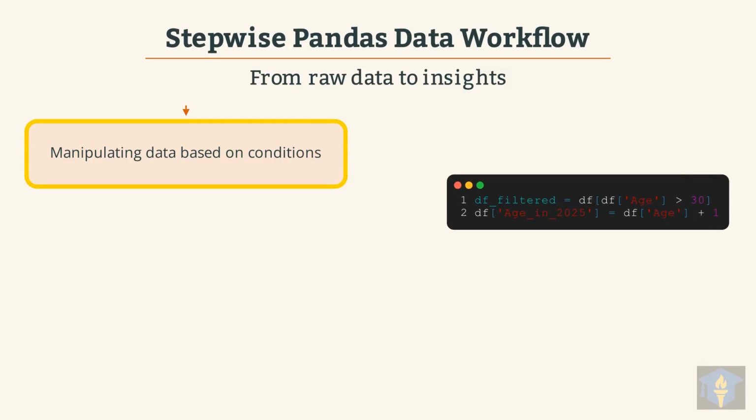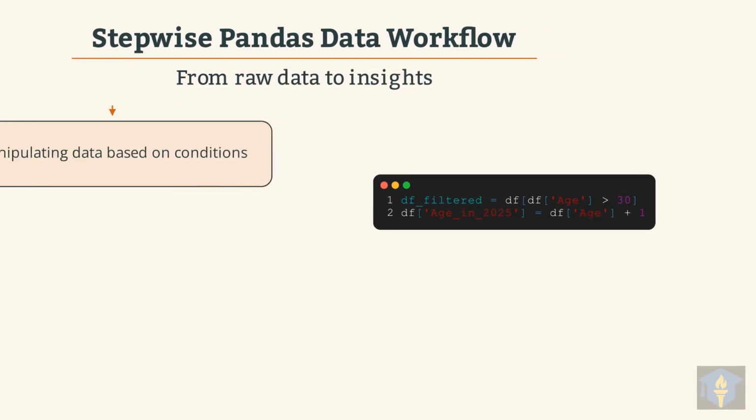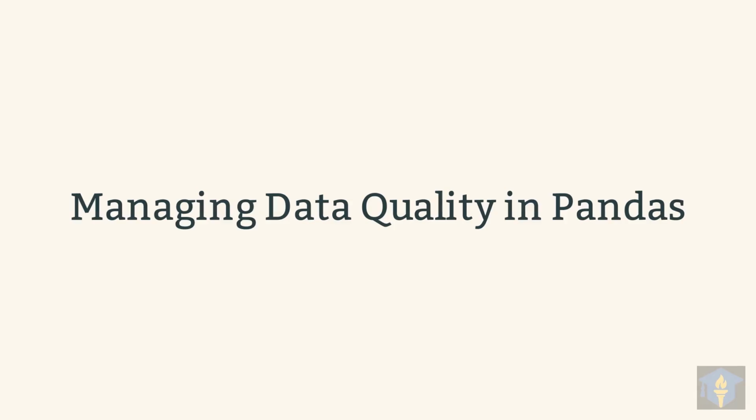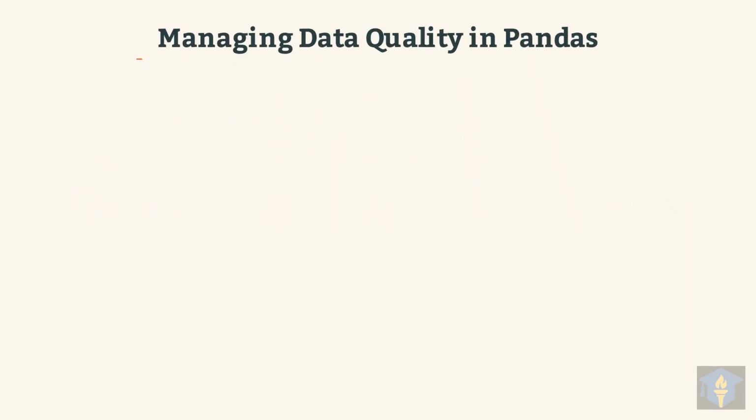We can also manipulate data by applying conditions, which helps us filter and transform our datasets effectively. This snippet shows filtering a DataFrame based on an age condition and creating a new column by adding to an existing one. Let's discuss managing data quality in pandas, a crucial step for ensuring reliable analysis and accurate insights.